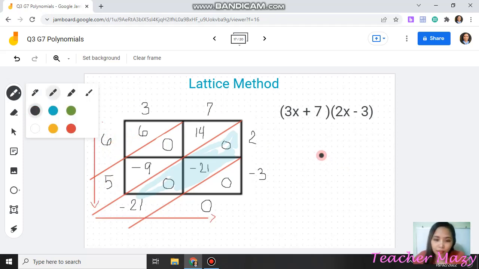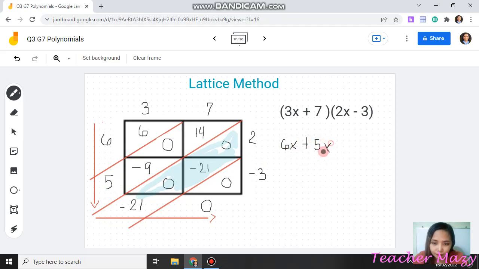So let's write it. That is 6x plus 5x minus 21.